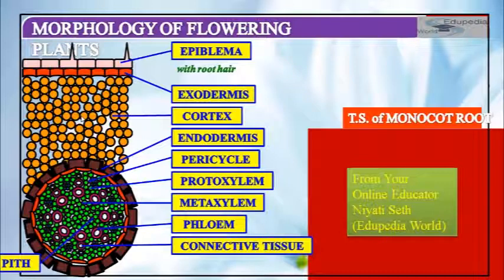Okay. Then comes your epiblemma, which is the outermost covering of the root, formed by a single layer of compactly arranged barrel-shaped parenchyma cells. And these cells are characteristically thin-walled, right? And they are involved in absorption of water. Some of the epiblemma cells are produced into long unicellular protrusions, which are called root hair, and thus epiblemma is also known as piliferous layer, students.